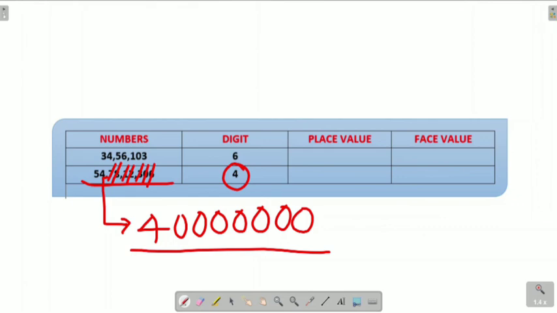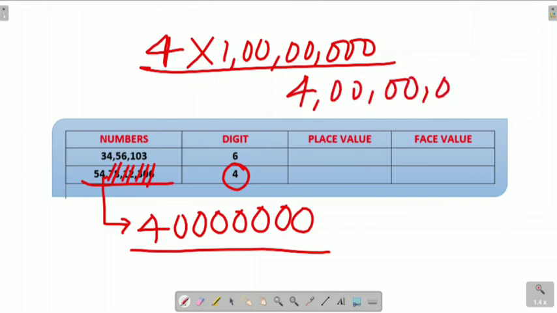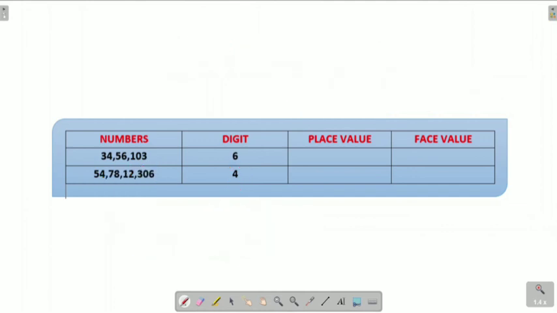Okay, but if you want to solve by taking a solution, so you will just write 4 and you have to multiply with 1 crore. Then in that condition you will also get 4 crore. You can see both numbers are same. So in this way we have done it, and now it's time to give you some questions for practice.